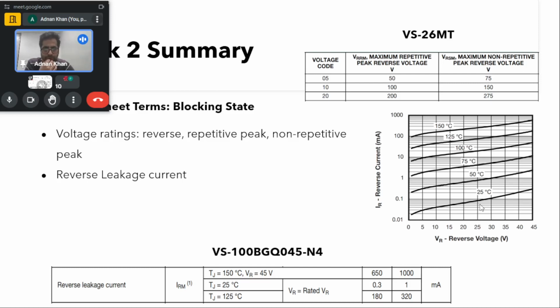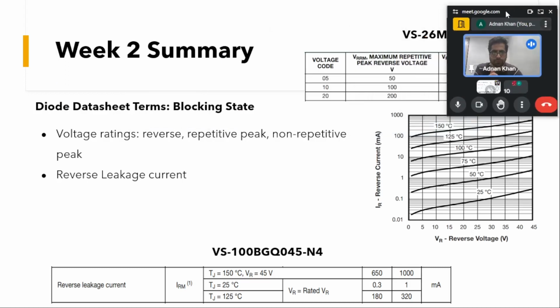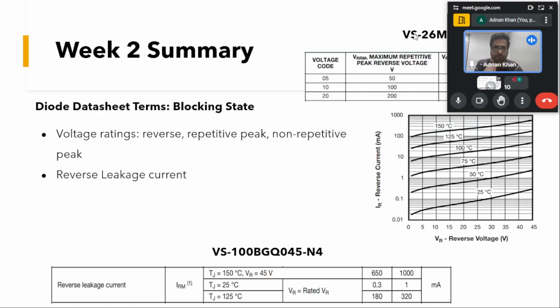You can see for 25 degree centigrade, the current is below 0.1 milliamps. For 50 it is higher. For 75, that means with the increase in the temperature, our reverse current also increases for the same reverse blocking voltage. These things you can interpret in the data sheets.